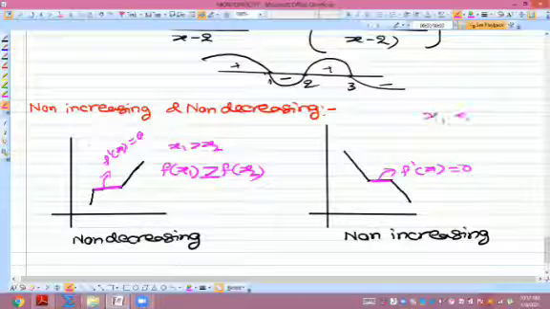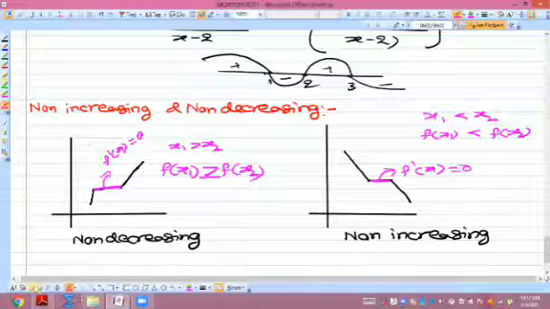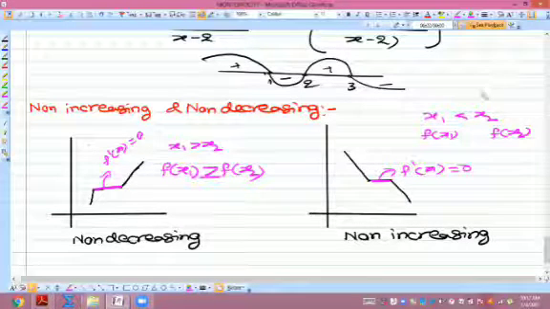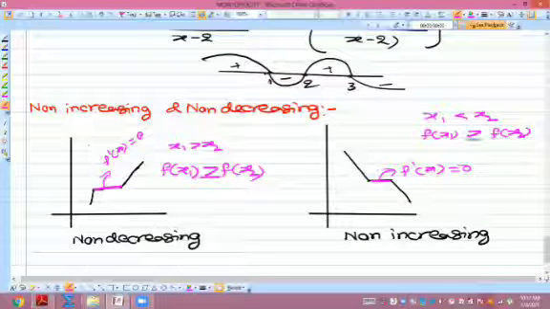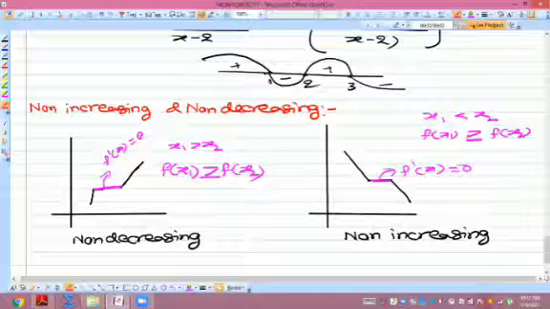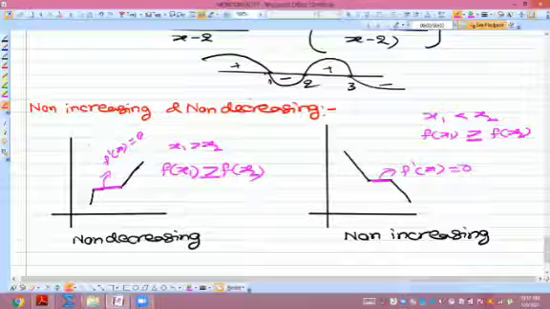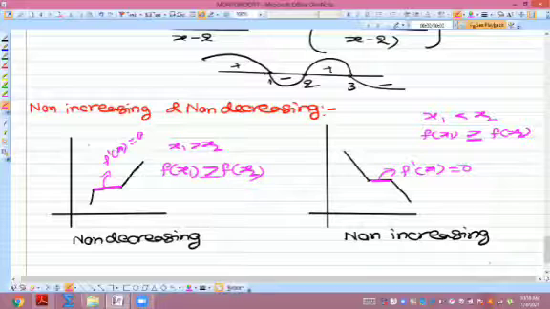Non-increasing, that means for decreasing, if x1 is less than x2, f of x1 in general we will write less than f of x2. Sorry, not less than. What is that? Tell me. If x1 is less than x2, f of x1 is greater than or equal to f of x2. Now we have to keep the equal sign also because of this. And where are these x1, x2? x1, x2 are in its domain only.